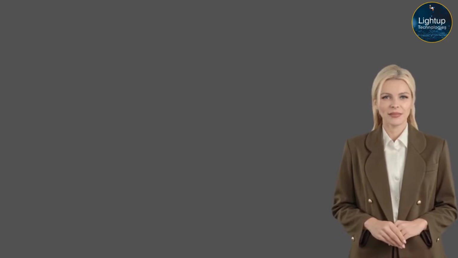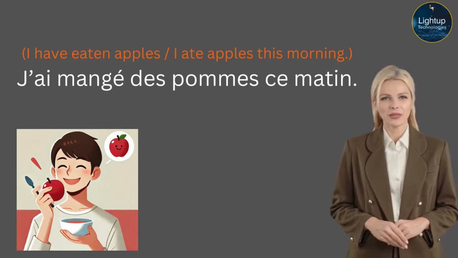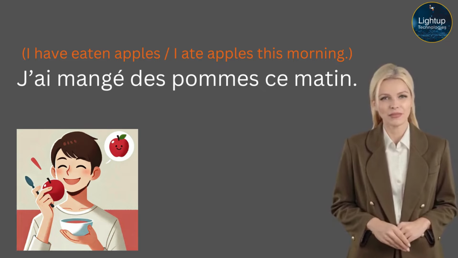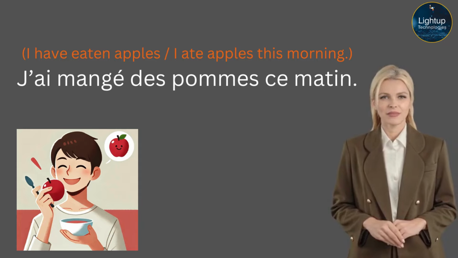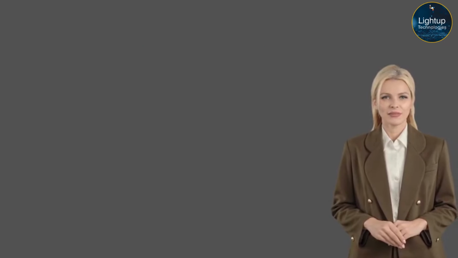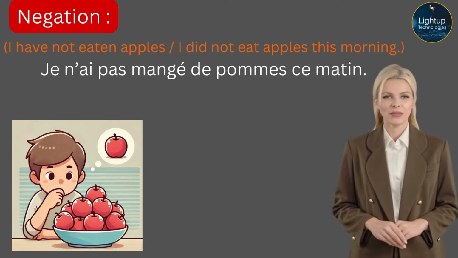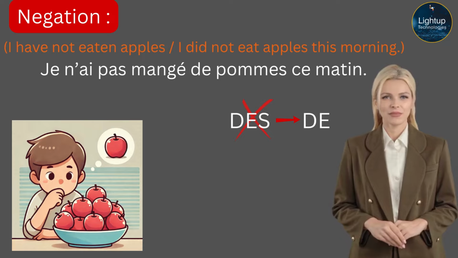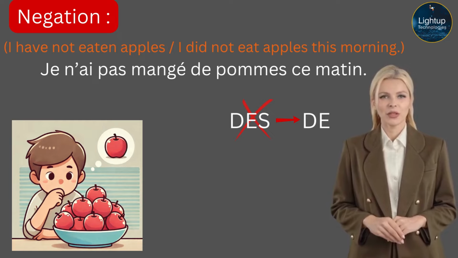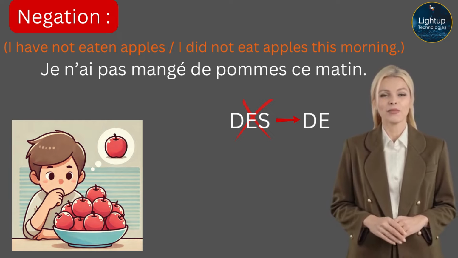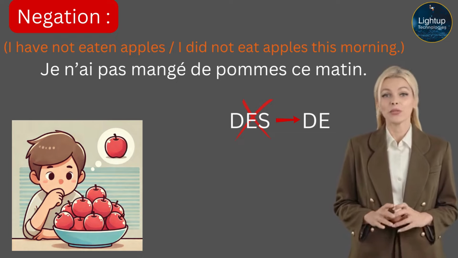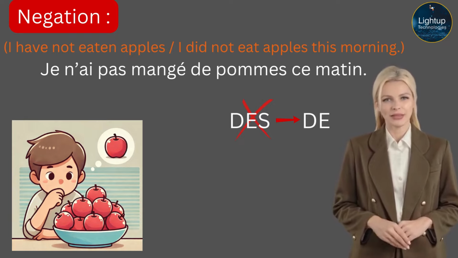Now let's look at some examples. I have eaten apples, or I ate apples this morning. J'ai mangé des pommes ce matin. How would you say, I have not eaten apples, or I did not eat apples this morning? Je n'ai pas mangé de pommes ce matin. In negation, des will become de. The pattern is always the same when you use a passé composé, whether it is a first group verb, second group verb or third group verb, always the same.